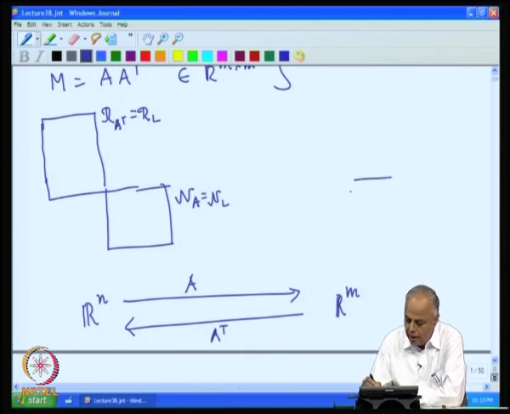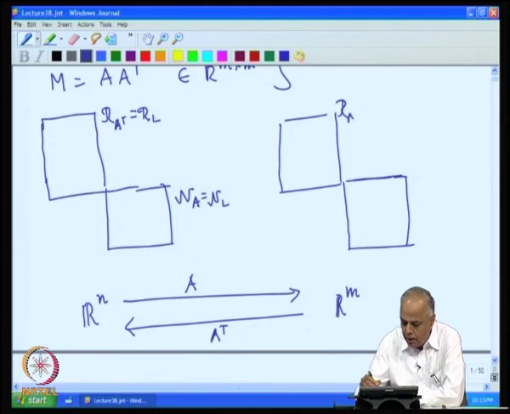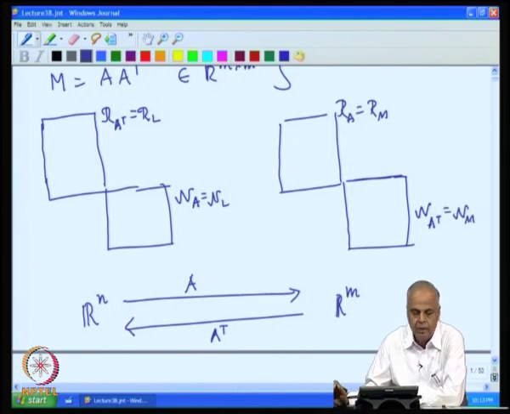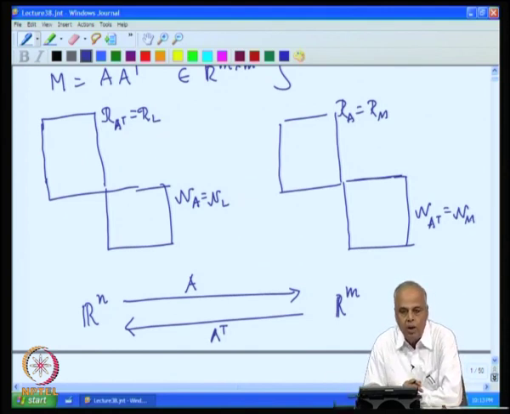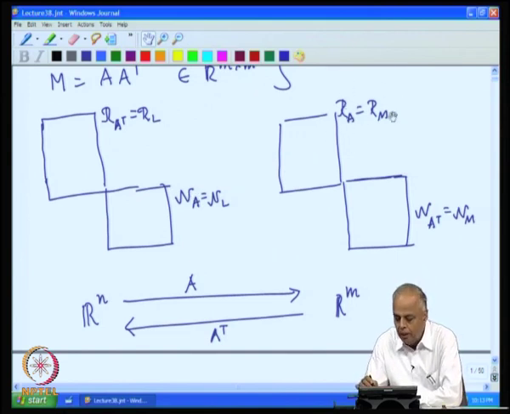On this side, on the M side, we had the 2 orthogonal complements consisting of the range of A, which was the same as the range of M, and the null space of A transpose, which was the same as the null space of M. These gave rise to a sequence of 4 orthonormal basis sets, one for the range of A transpose, the other for the null space of A, the third one for the range of A or the range of M, and the fourth one for the null space of A transpose.